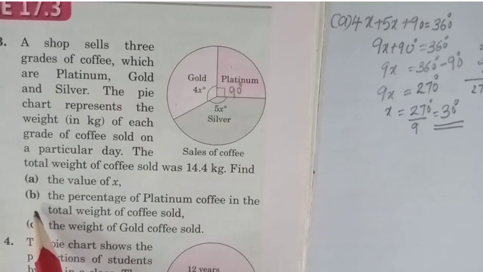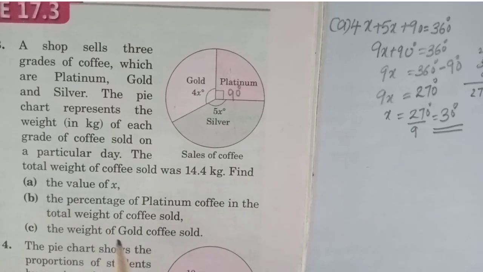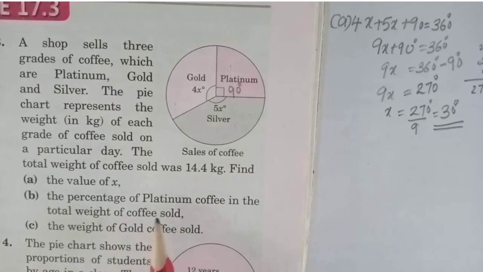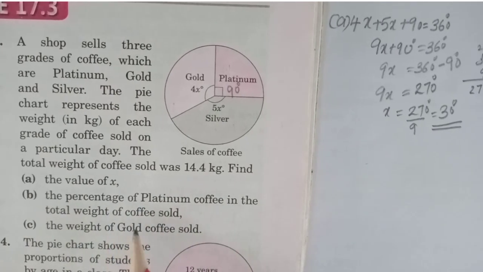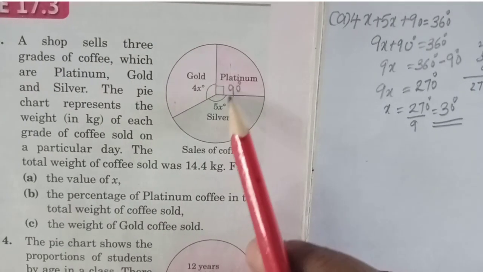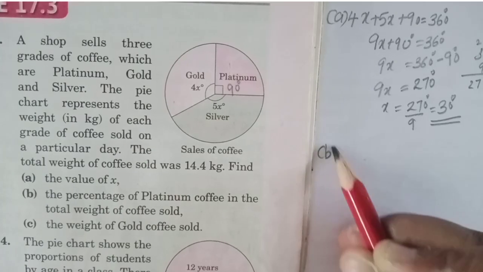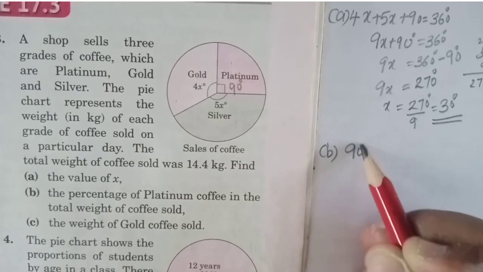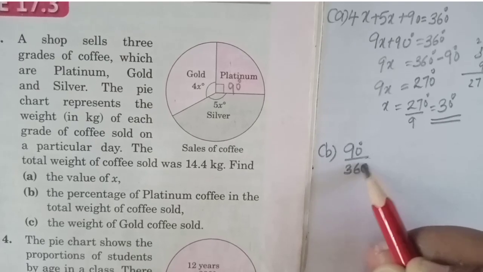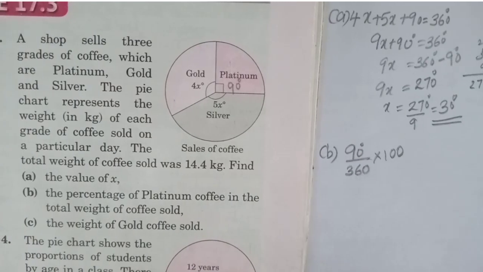Then option B, the percentage of platinum coffee in the total weight of coffee sold. The platinum is 90 degree. The total angle is 360 degree. So in option B, 90 divided by 360, the total, and percentage means into 100.